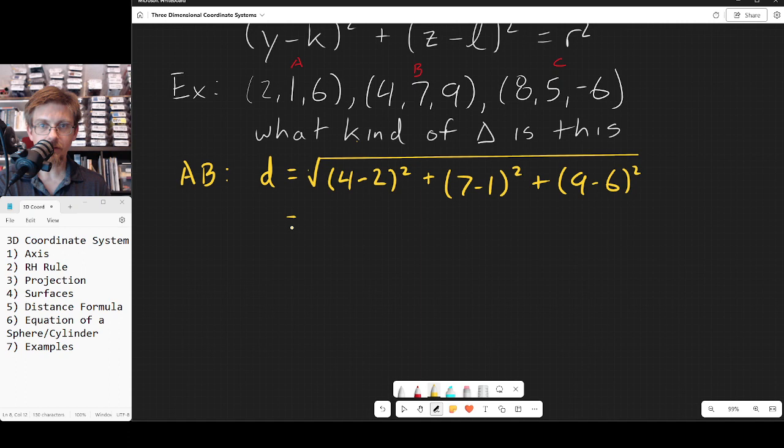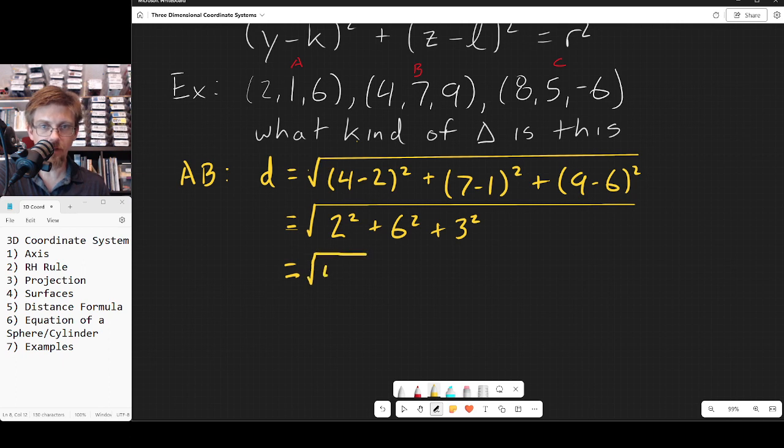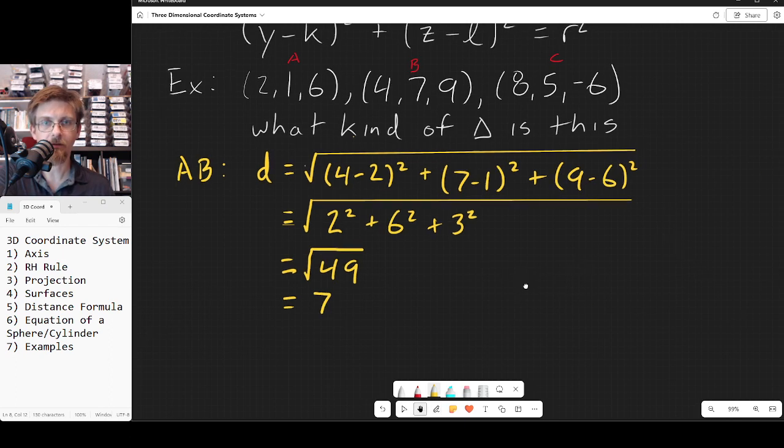All right, so that is going to be equal to the square root of, and grab your calculator if you need to, 2 squared plus 6 squared plus 3 squared. And that is equal to 49 underneath the radical. So that is 7.